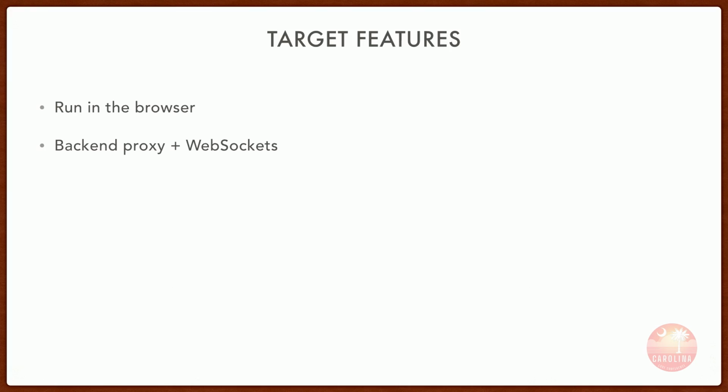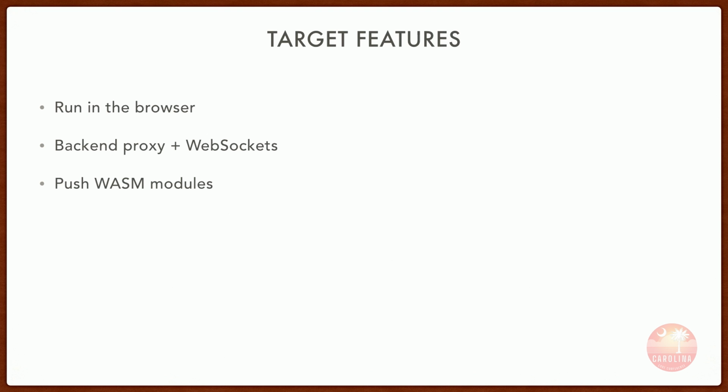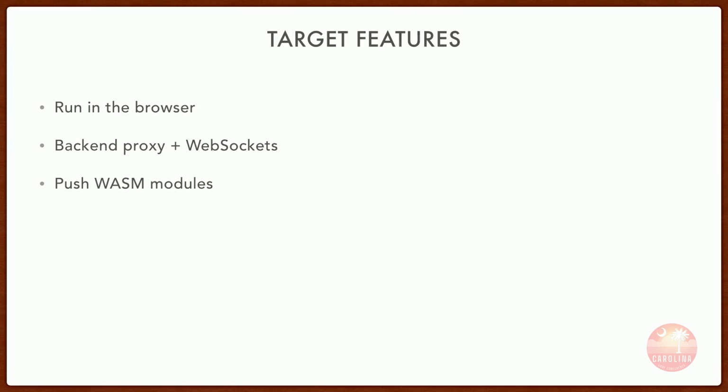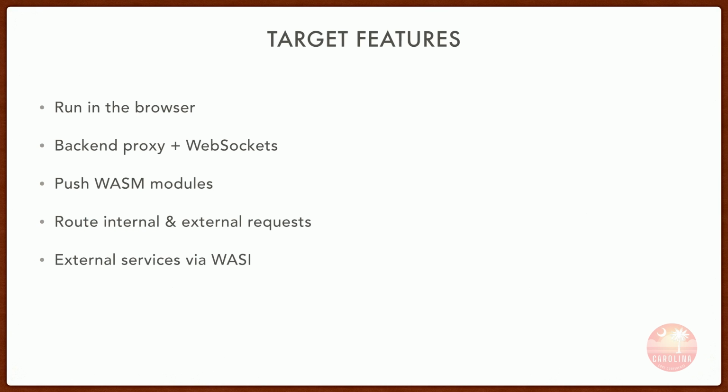To be able to have a backend proxy plus WebSockets so that the browser can actually talk to the backend proxy and serve requests, serve HTTP requests directly out of the browser to an outside system. And be able to push WASM modules into the runtime, into the orchestration platform. And route internal and external requests. So route requests from outside to a module and route requests between modules. And external services via WASI. This basically completely replaces the Kubernetes concept of operators.